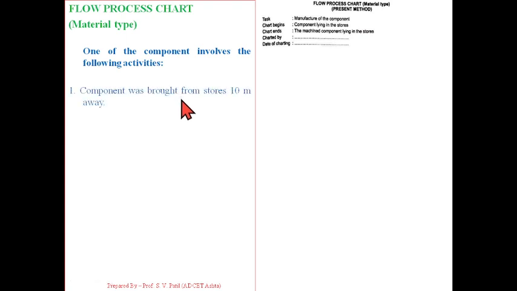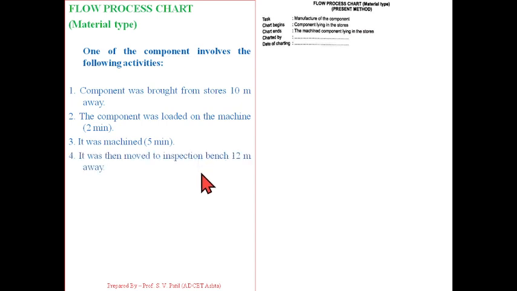Now on the left hand side of the screen, the various activities are indicated. The first event is the component was brought from the store 10 meters away. So initially that component was in the store and it is brought, covering this distance of 10 meters. Then the component was loaded on the machine to perform the specific operation. The third event is it was machined. The next event, it was then moved to the inspection bench, which is 12 meters away.